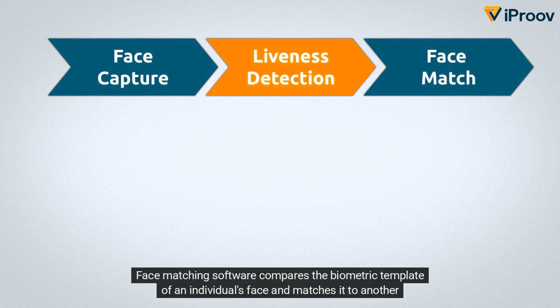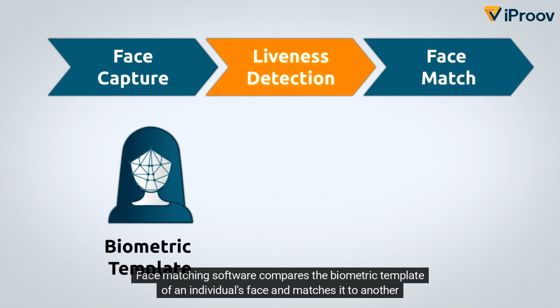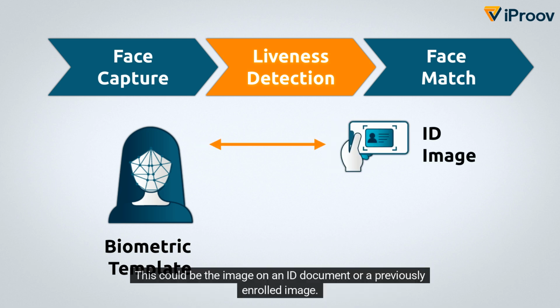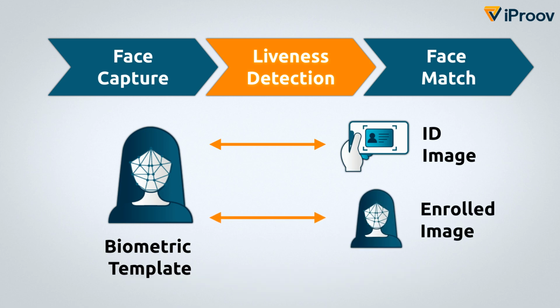Face matching software compares the biometric template of an individual's face and matches it to another image. This could be the image on an ID document or a previously enrolled image.